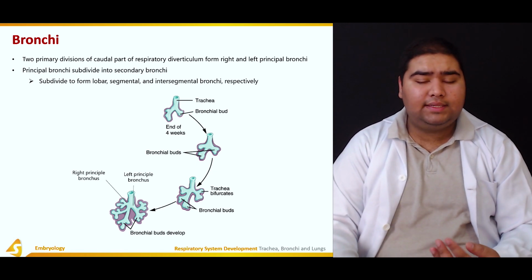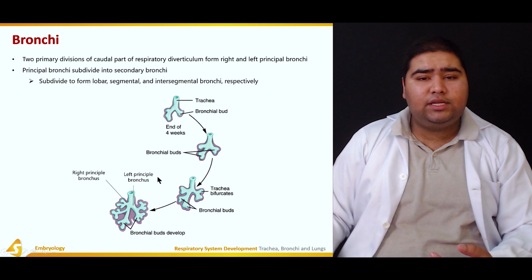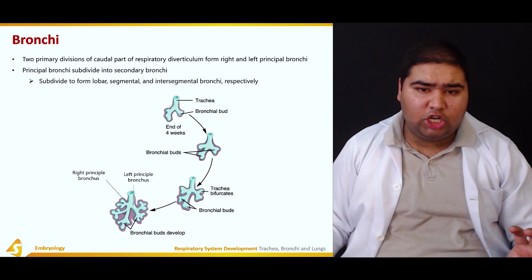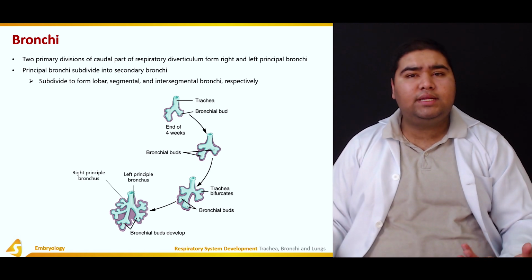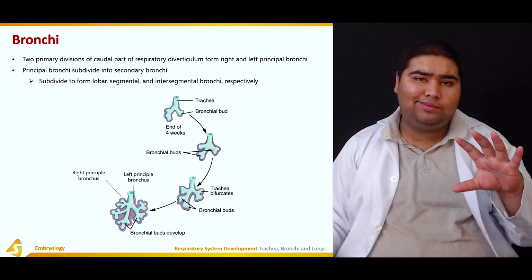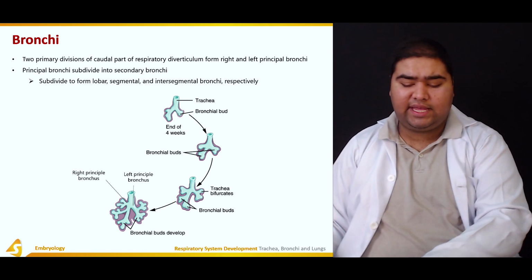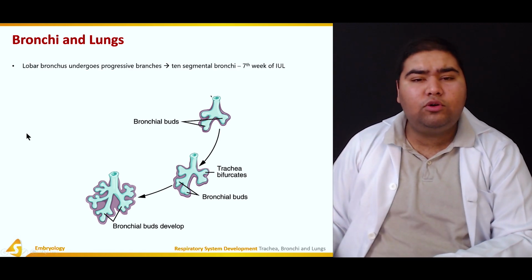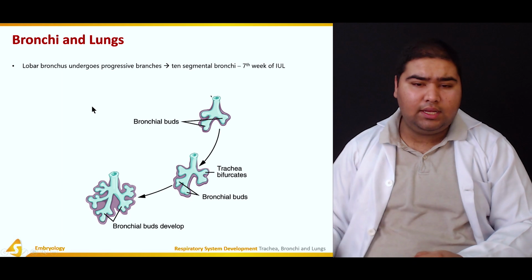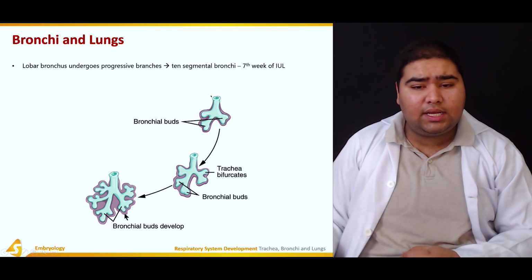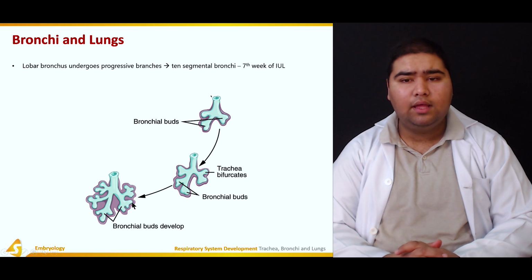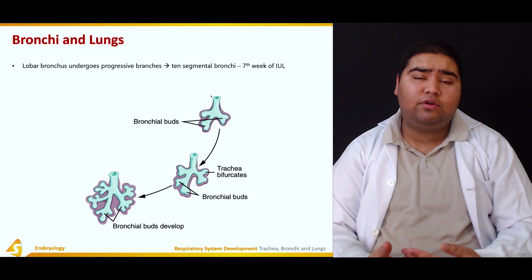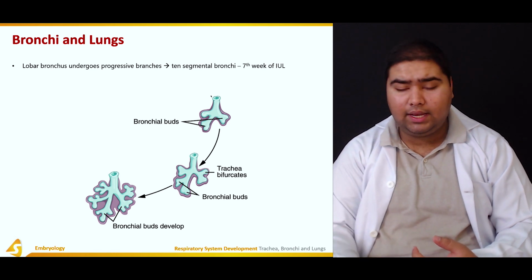Now these secondary bronchi further subdivide into lobar bronchi, which supply a separate lobe, then segmental and intrasegmental bronchi that go into the segments and within the segments respectively. Moving on, these lobar bronchi undergo progressive branching. They almost form 10 segmental bronchi. This is at about the time of the 7th week of intraembryonic life.